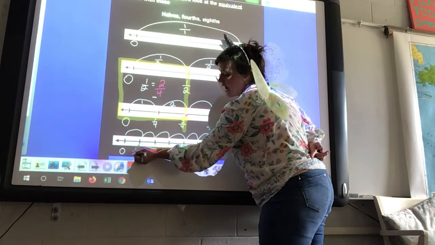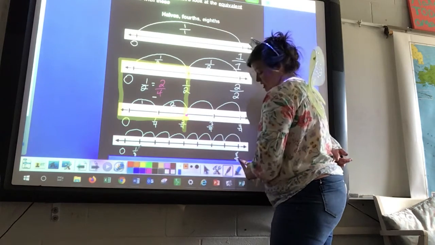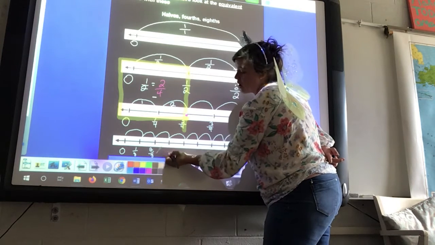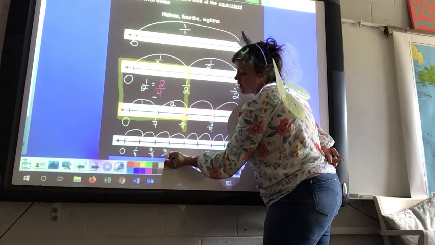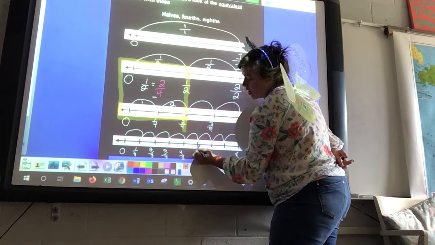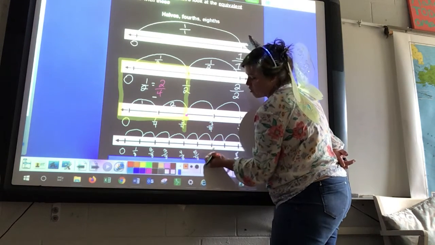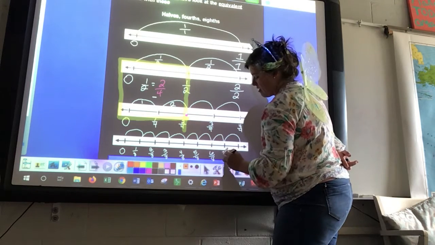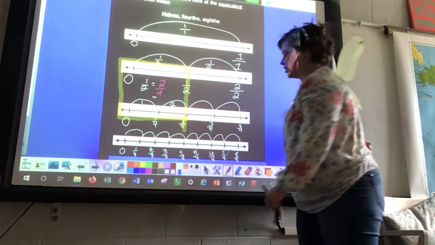So this is 1 out of my whole, which is 8 parts. And this is 2 out of my whole of 8 parts. This is 3 parts out of my whole of 8 parts. 4 out of 8 for my whole parts. 5 out of 8 for my whole parts. 6 out of 8 for my whole parts. And 7 out of 8 for my whole parts.